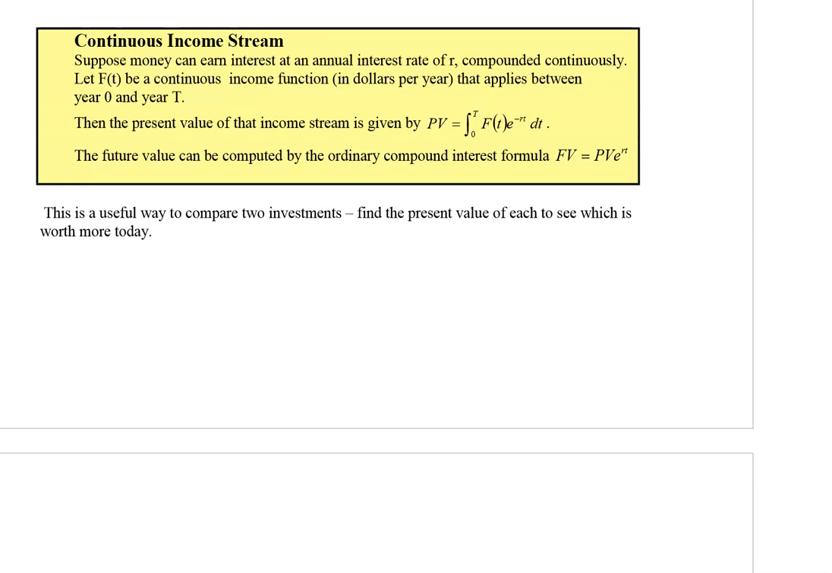Then the present value of the income stream is given by this function here. We're going to go from 0 to T of our function times e to the negative rt. Then your future value can be computed by the ordinary compound interest formula of P e to the rt, like you're used to seeing. So this is a really useful way to compare two investments and find the present value of each to see which one is worth more today.